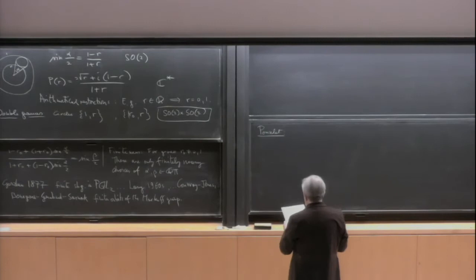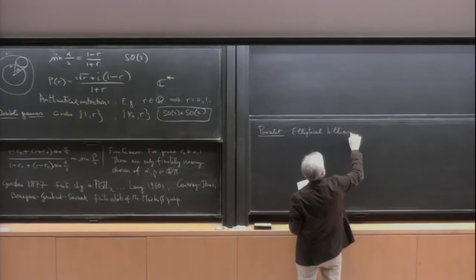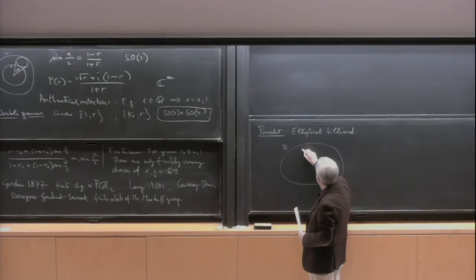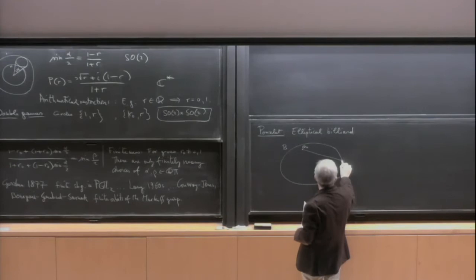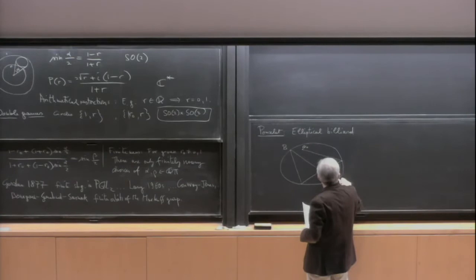Now, in the Poncelet, I will illustrate the Poncelet game through the elliptical billiard. So we have an ellipse. Let us call it B. And we pick a point inside the ellipse, or also on the border. And we play a billiard game, of course. So we choose the point, let us call it Q naught. We choose a direction, and now the ball will go ahead by obeying the usual reflection law, that is forming equal angles with the tangent at each stage.